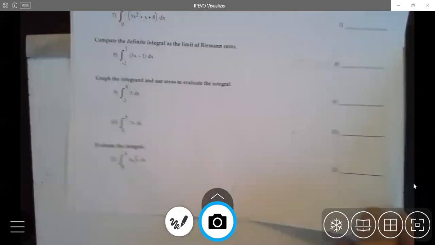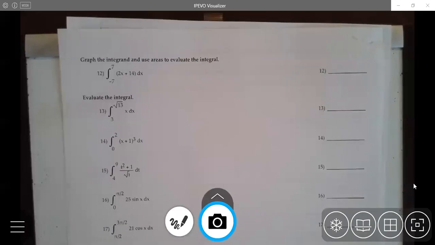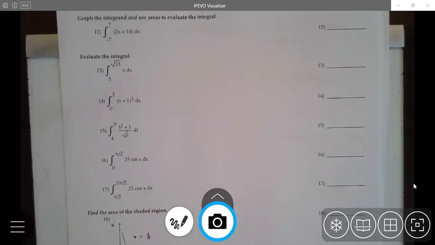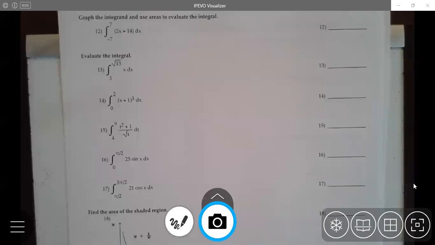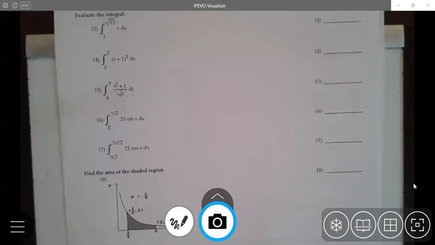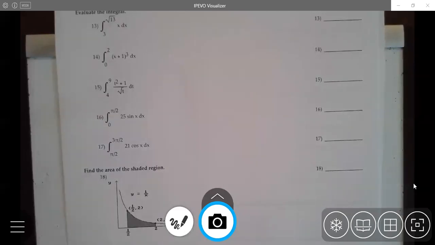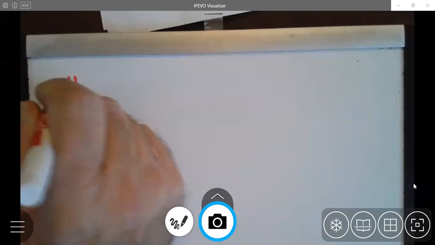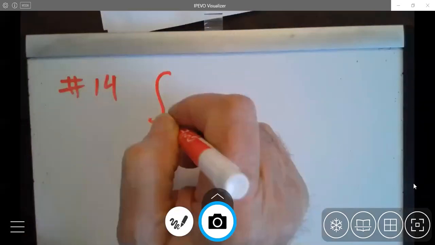So we are up to problem 12. 12 is really no different than what we've already done. 13, any questions with that? 14, okay, let's do 14. With 14, you're using integration by parts there. We're going to go ahead and do 14. I'm not even going to ask if anybody needs that one. I'm just going to go ahead and do it.